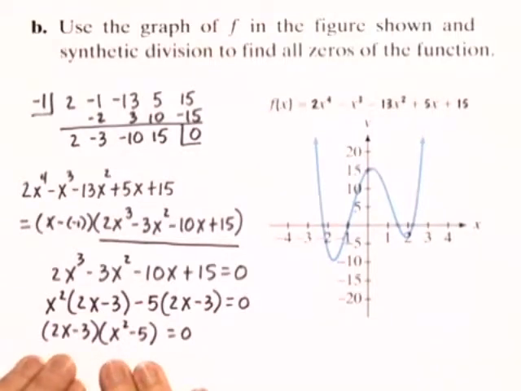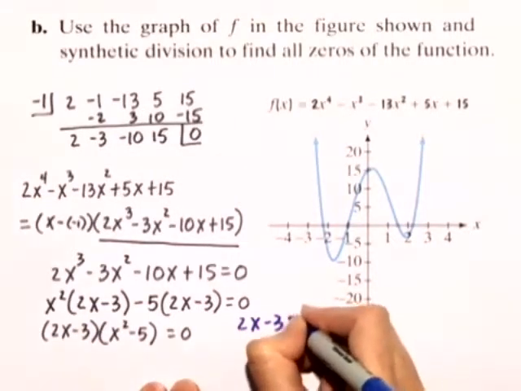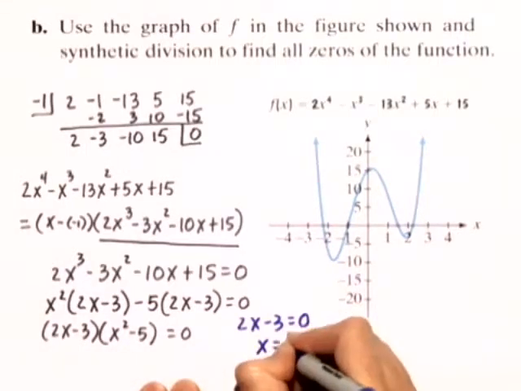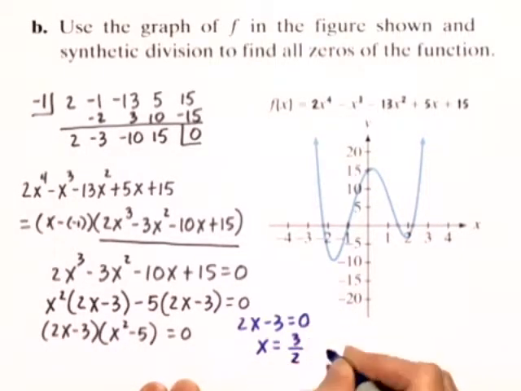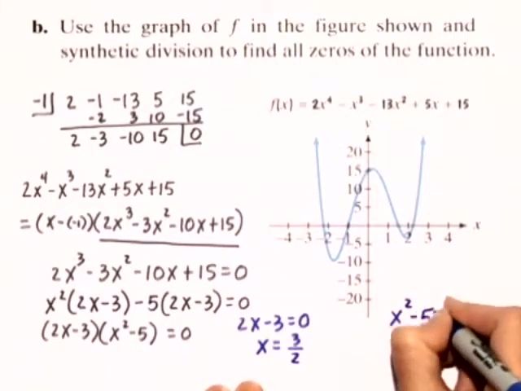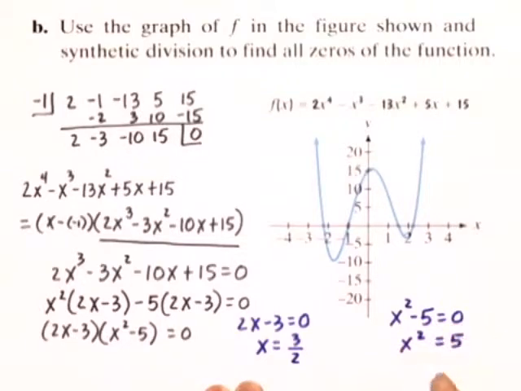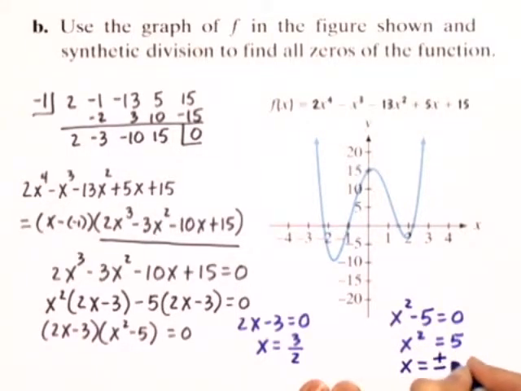Let's set each of these factors equal to 0. If we set 2x minus 3 equal to 0, we'll get a solution x is equal to positive 3 over 2. If we set x squared minus 5 equal to 0, we'll get the solution x squared is equal to 5. By the square root property, we take the square root of both sides and we get x is equal to the positive or negative square root of 5.